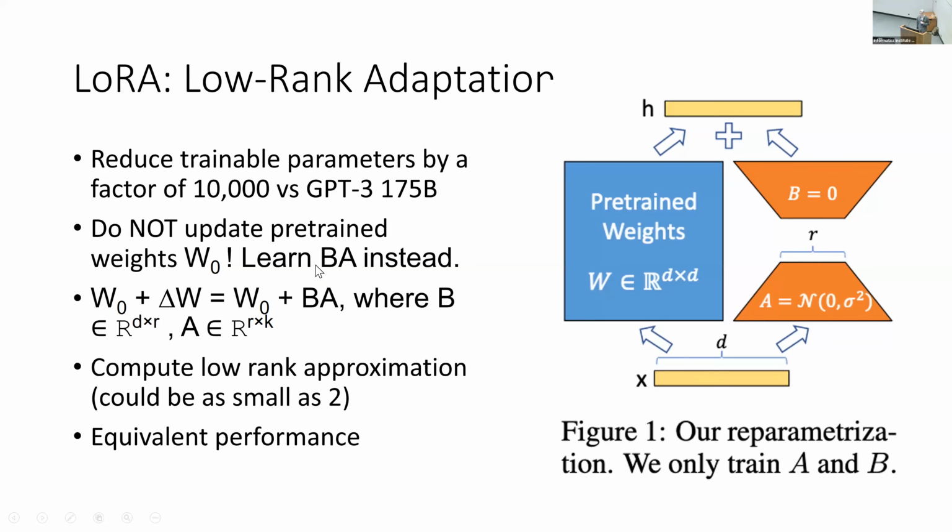matrix here, BA, instead. To get this, they do a singular value decomposition and compute a low rank approximation. And by low, it could be as small as 2. You're thinking, they lost so much information in that. But some of that information may have been noise anyway. And they say they get equivalent performance just by training these two other matrices. This is just initialization here, normal distribution and 0 for this one.